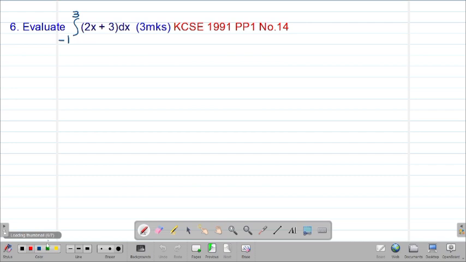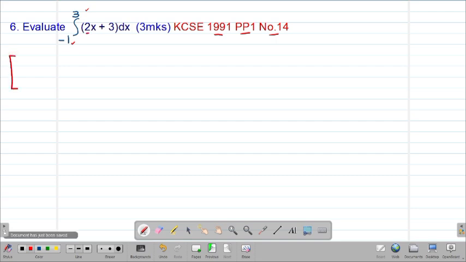Then we check example 6, which is also a past case question tested in 1991, paper 1, question number 14. It reads: evaluate the integral from negative 1 up to 3 of 2x plus 3 dx, which is a question worth 3 marks. So of course, we're going to introduce box brackets or rectangular brackets.